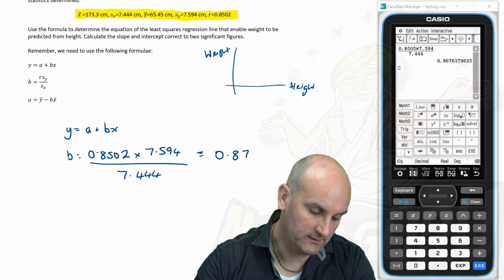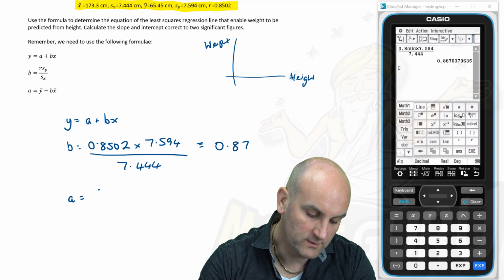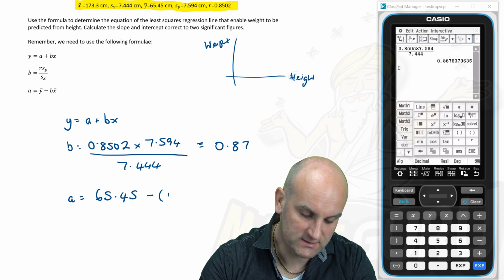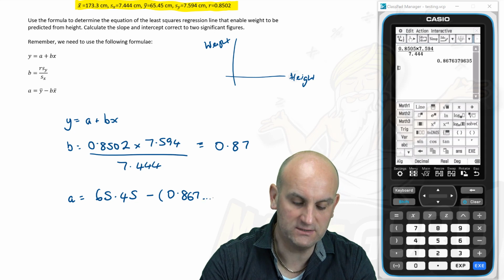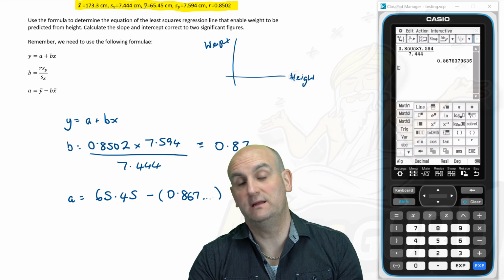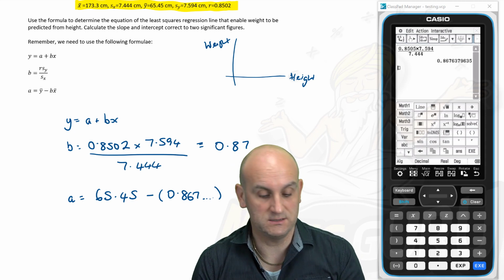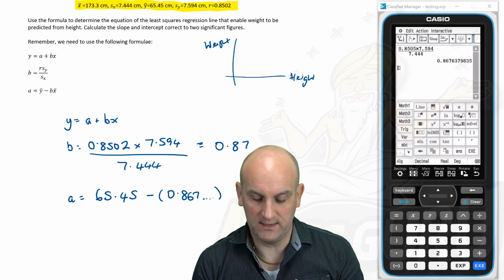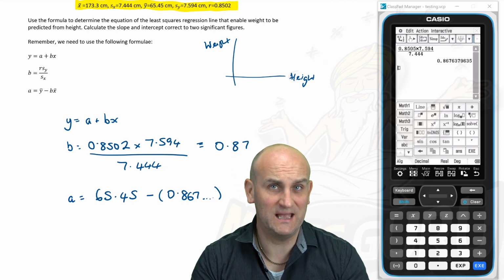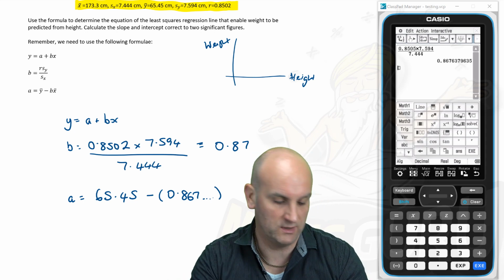Let's scroll up a little bit, so I can get my value of a. My value of a is given by y bar, which is 65.45, minus my value of b, which is 0.867... Now, I'm actually going to put the value on my calculator because I don't want to round values unless they're for final answers, whereas part b is my final answer there, or will be when I put it into my equation. I want to make sure that I use the actual value that they give me. My calculator lets me do that by dragging and pasting or whatever we need to do.